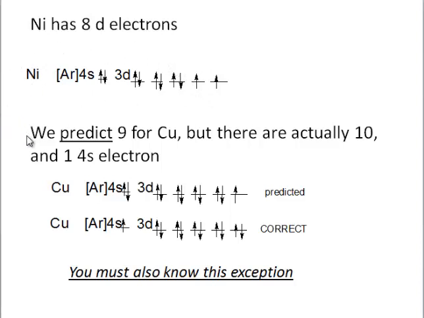However, when we come to the next element, we predict 9 d electrons for copper, but there are actually 10 and 1 4s electron. So here is the predicted configuration for copper. Here is the correct configuration for copper. You must also note this exception. So 2 exceptions in this row.